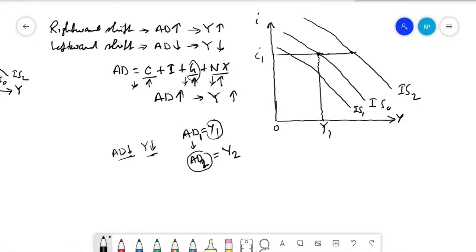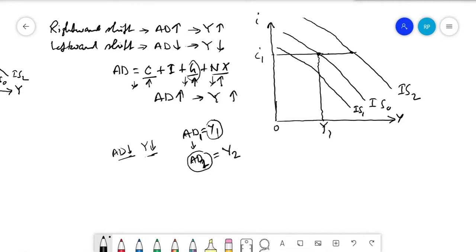If you say IS0. So just remember, any change in a component is just going to shift the IS curve. But if there is a change only in the market rate of interest, then the IS curve will not shift, but you are moving along the IS curve. So these two differences, you must get it. If there is a change in these components, then the IS curve will shift, maybe rightward, maybe leftward.